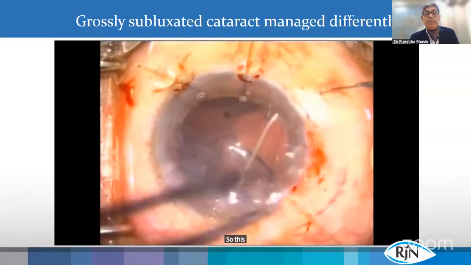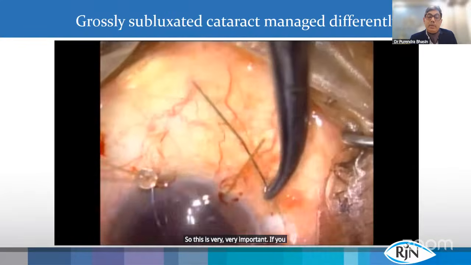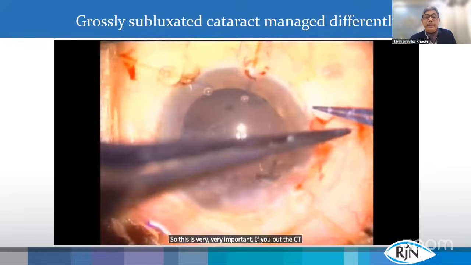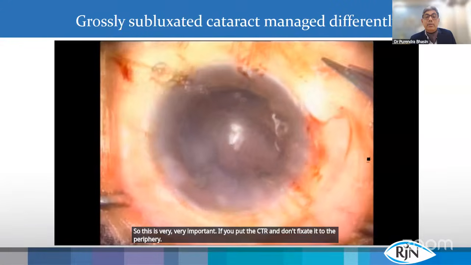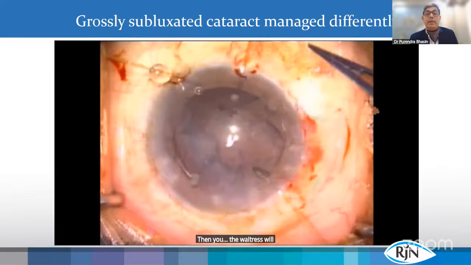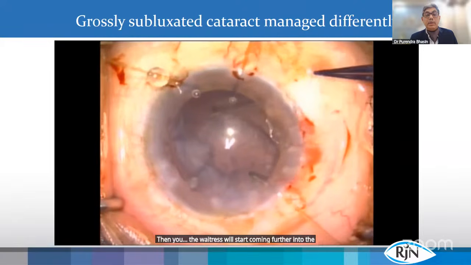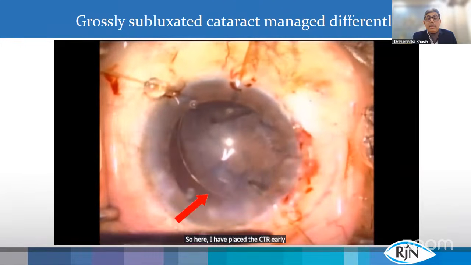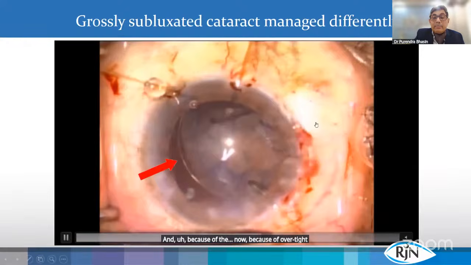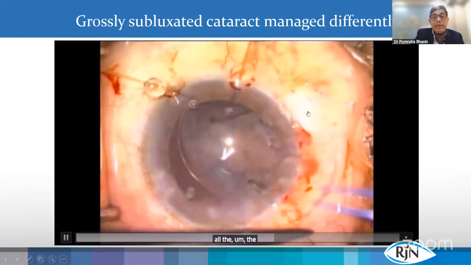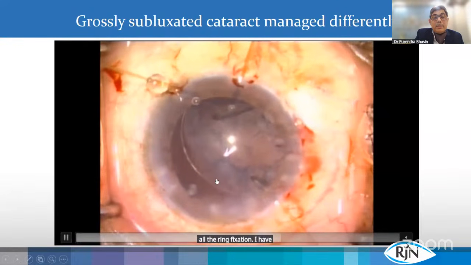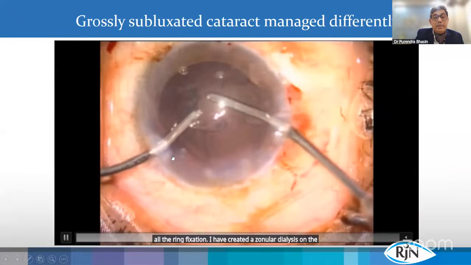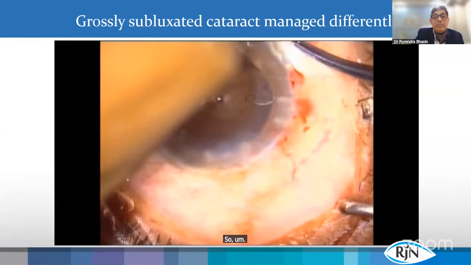So this is very, very important. If you put the CTR and don't fixate it to the periphery, then the vitreous will start coming further into the anterior chamber. So here I have placed the CTR early, as you can see, and because of over tightening of the CT ring fixation, I have created a zonular dialysis on the opposite side. So it was a difficult case.